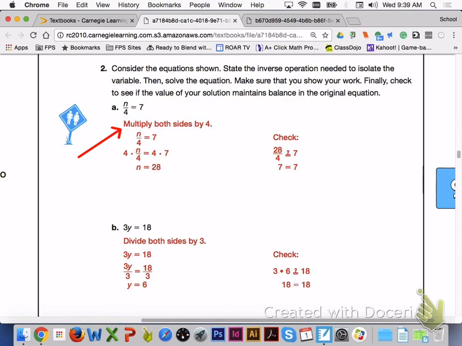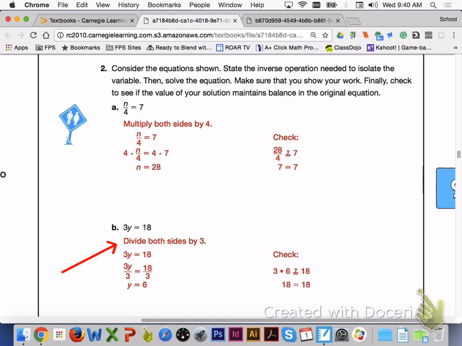For number 2, letter A, the inverse operation is multiplication. You have to multiply both sides by 4. When you do that and solve the equation, n is equal to 28. When you check to see if your solution is correct, 7 is equal to 7, so your solution maintains balance.